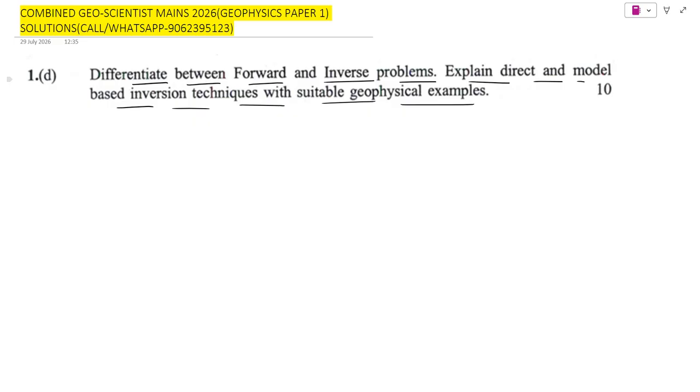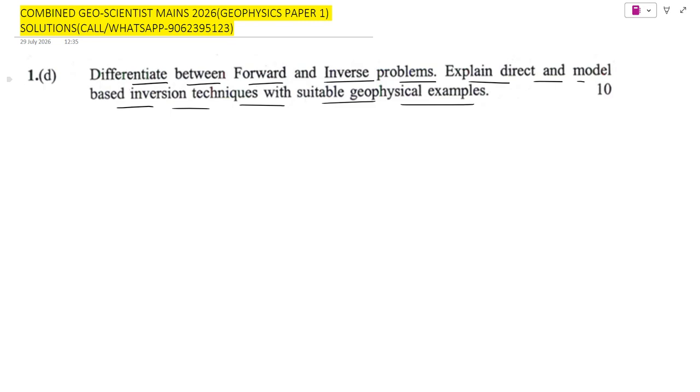Okay. Now think of a movie projector. If you already have the movie stored inside the projector, right? And when you switch it on, the movie appears on the screen. So similarly, known earth model plus physical laws gives predicted observations. So this is exactly what a forward problem does.